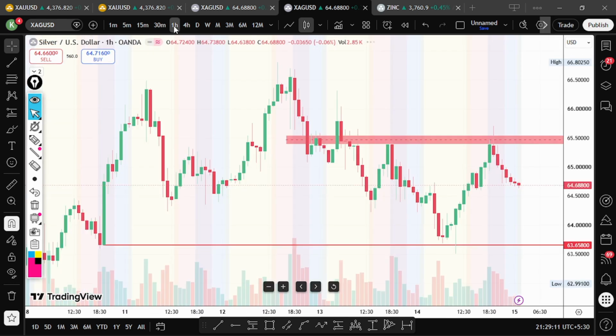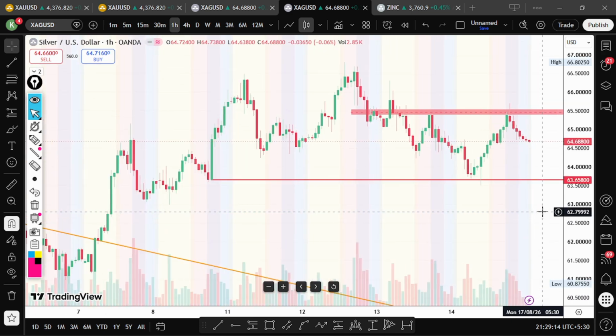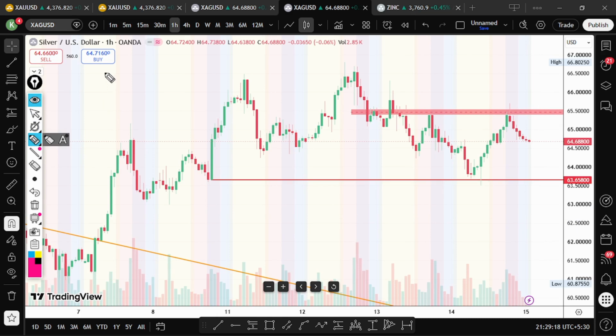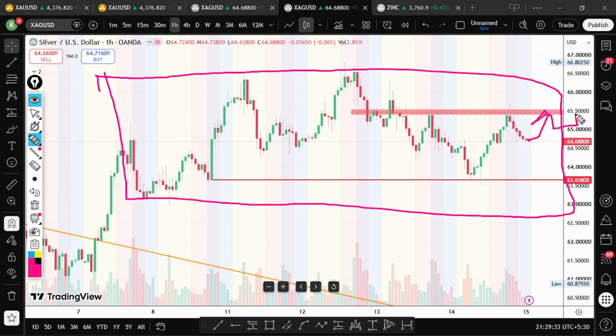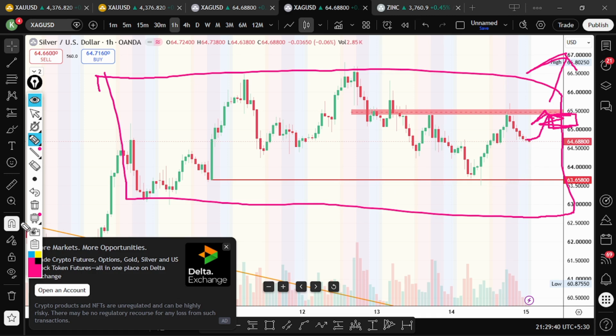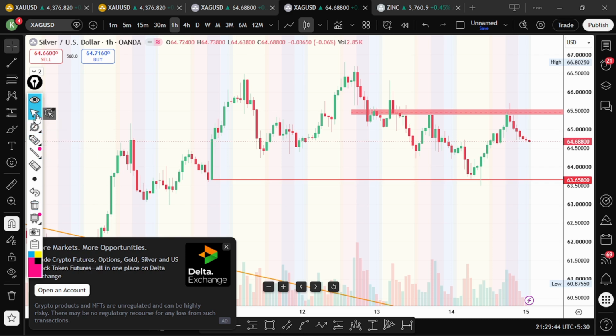Let's go to the 1-hour chart. On the 1-hour chart, we can see the market has been trading mostly in a sideways zone. If you try to draw a range, it will be between 66 and 63, meaning $6 will be the range of the market. If it goes above 65.5 with some form of consolidation, then it will be a good buying opportunity and we will look for buying trades, but we will not try to find any selling trade below the 63 area.